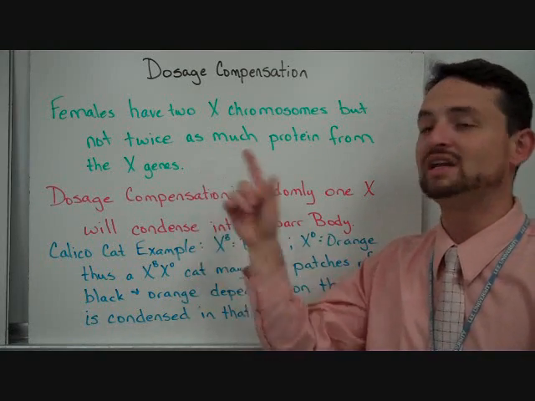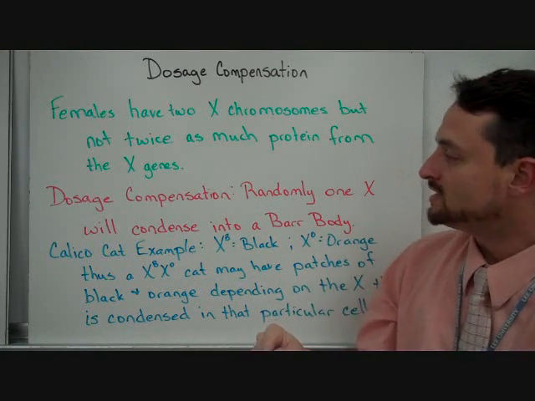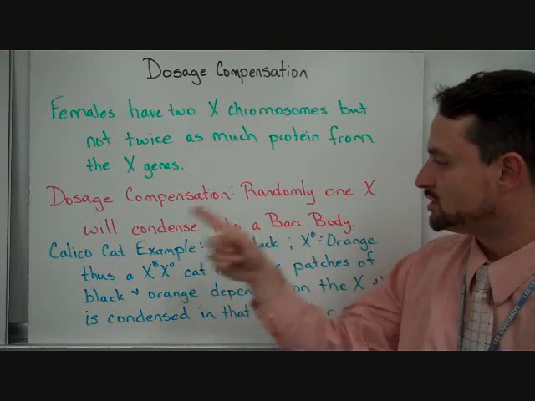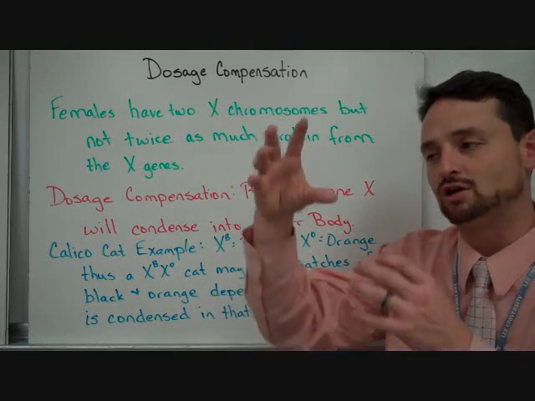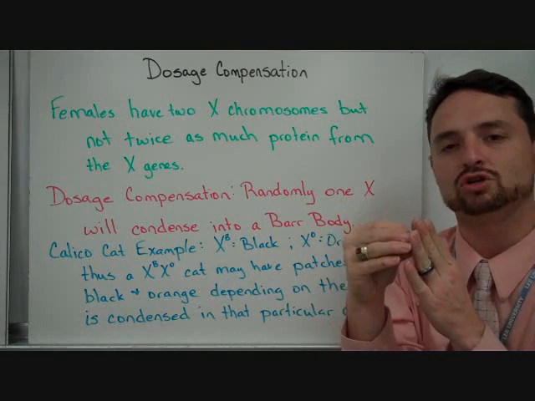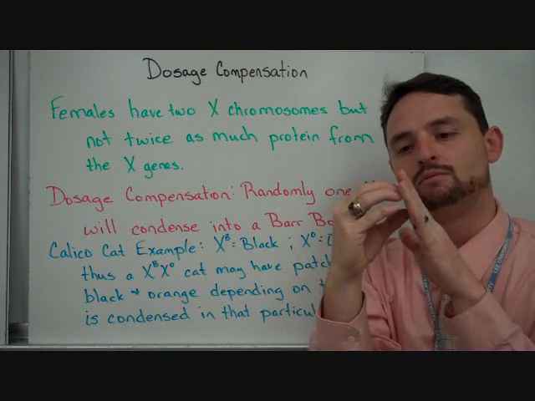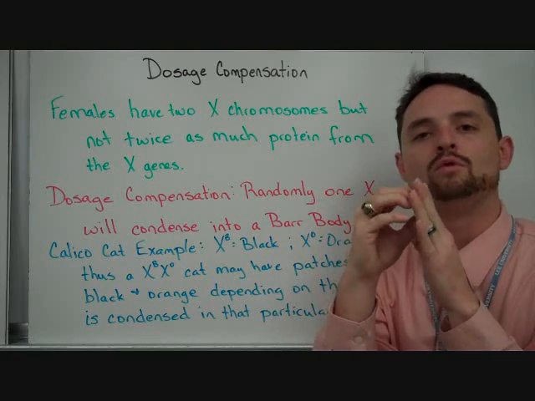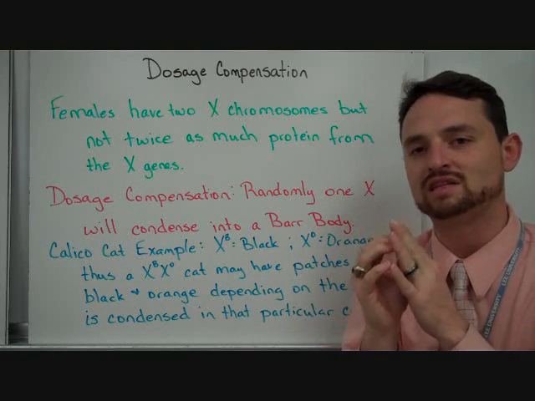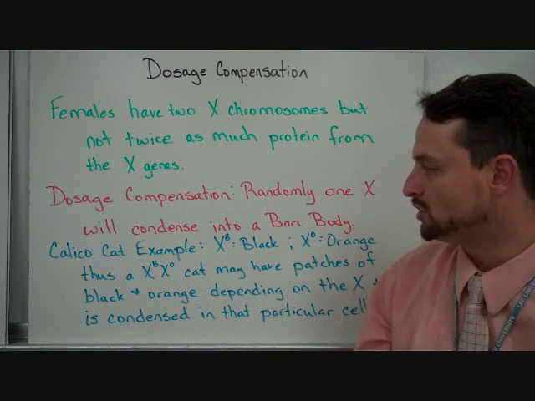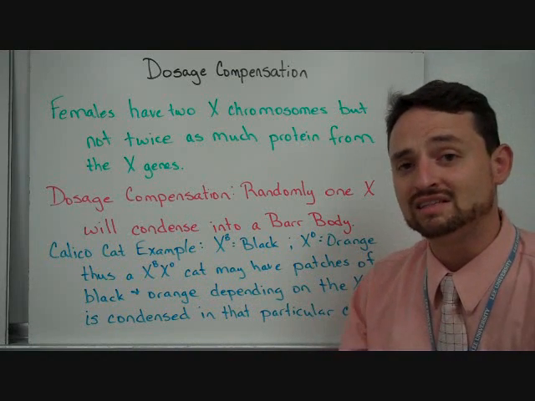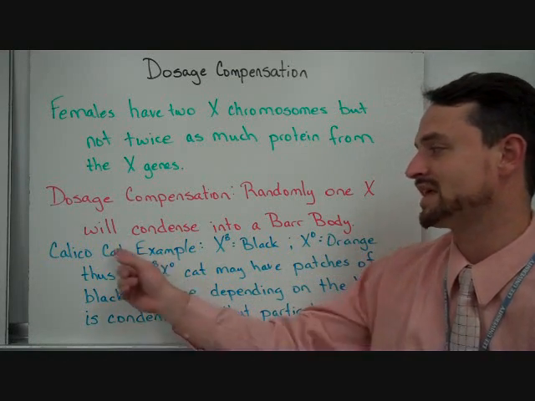So what research has come to show is that one of those X chromosomes will condense into what we call a Barr body. In essence, it'll condense down and attach to the nuclear envelope right there on the nucleus, and it won't be used by that cell. That is called dosage compensation. The easiest example that we can see with this is the calico cat.